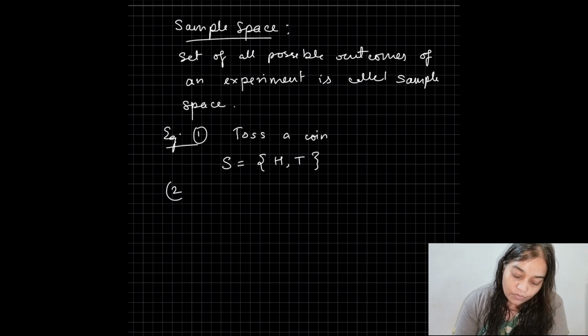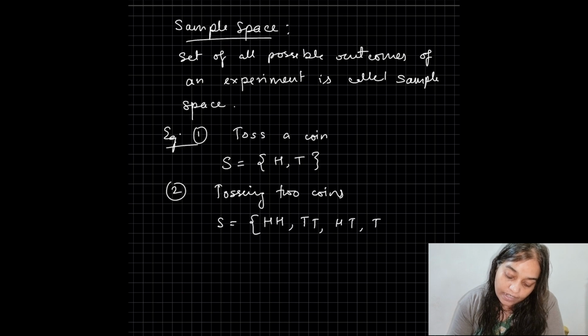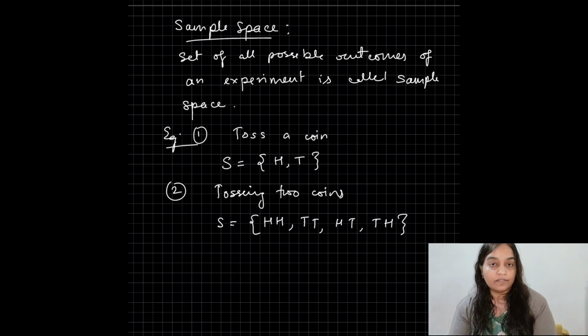Or suppose example 2, if we are tossing two coins, so what are the possible outcomes? On the face of one coin it may be head, and on the other coin also head is showing up. Head, tail; head, tail; and tail, head. These are the only possible outcomes. So these are examples of sample space. You can also construct all possible outcomes for any choice of your experiment.